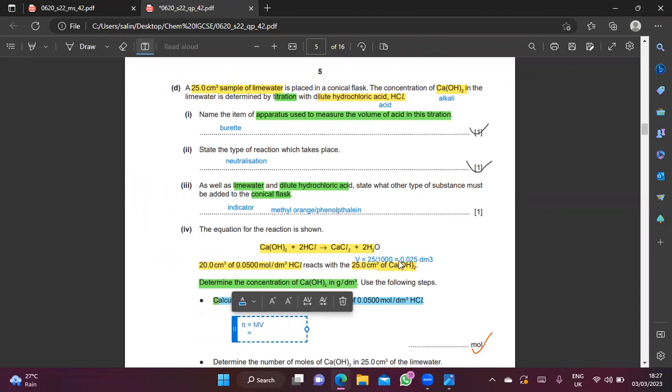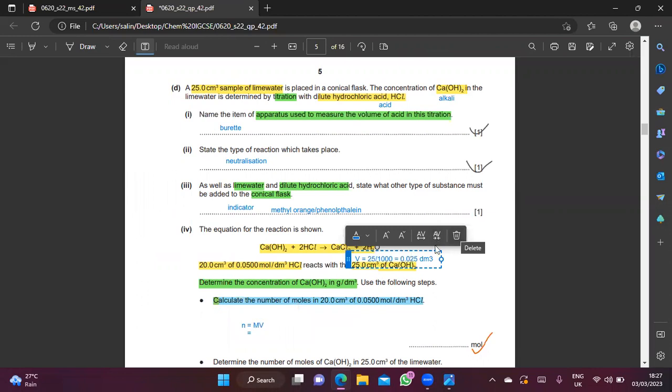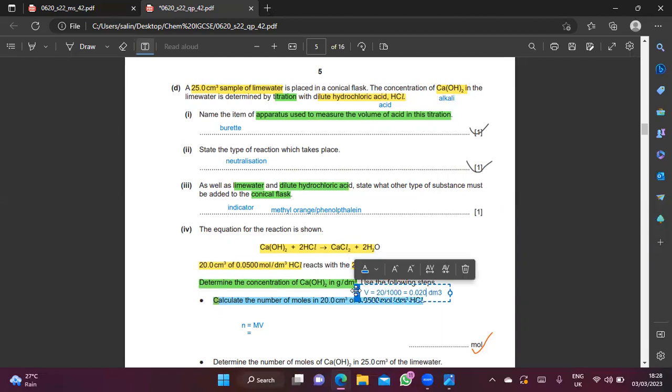Oh, sorry. Made a mistake here. Not this volume, we don't use that volume. 20. 0.20. Be very careful. Don't make the careless mistake. Look at the question again. There you go. Here. 20.